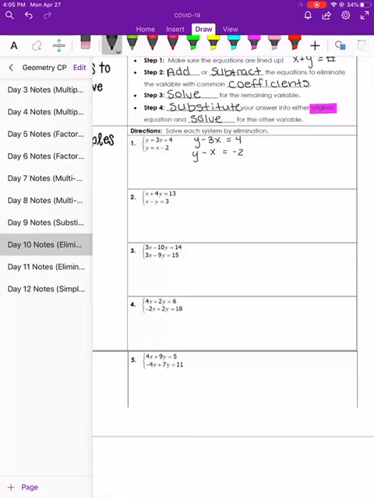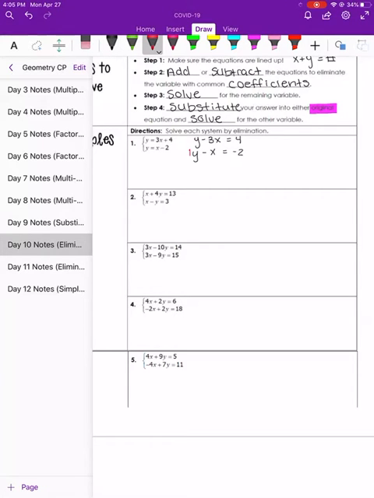Now you need to choose a variable to eliminate. I need to either eliminate y or eliminate x. I'm going to choose which one is easier to eliminate. If I go to eliminate my y, I see that I have a positive y up top. So to eliminate it, I just need a negative y on the bottom. If I chose to do the x, I have a negative 3 up top, so I would need a positive 3 on the bottom. I think the y is going to be easier.